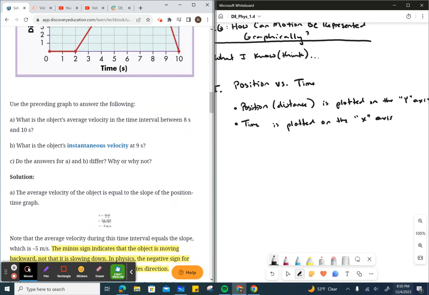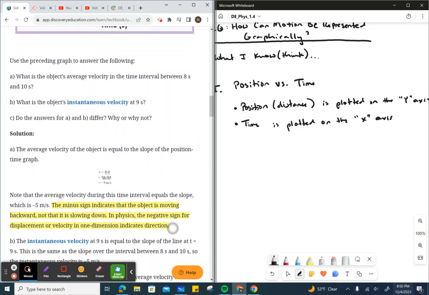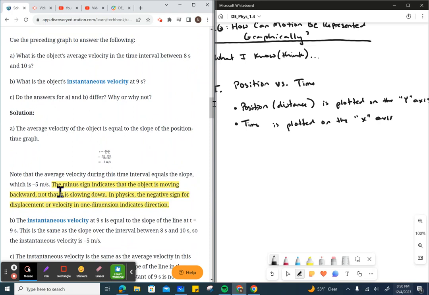And they go on to expand upon that. You see in yellow here, the minus sign indicates that the object is moving backwards, not that it is slowing down. In physics, the negative sign for displacement or velocity in one dimension indicates direction. So maybe we can make a little note for ourselves here.